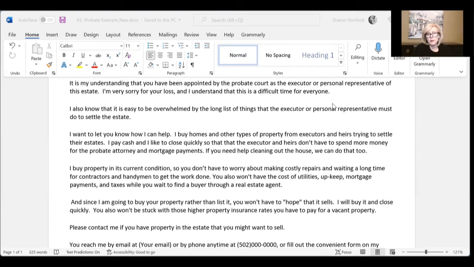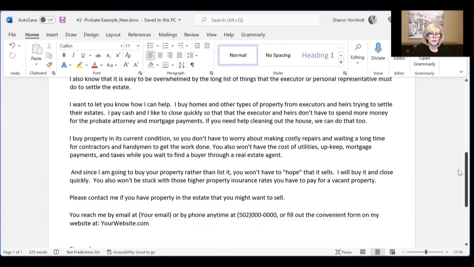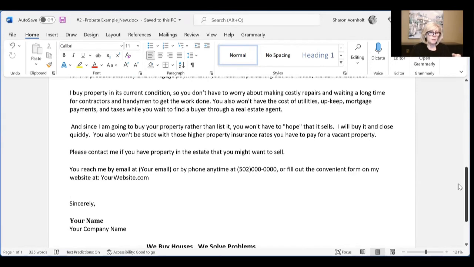"You also won't be stuck with a long drawn out process where you have higher utility costs and those sorts of things." So for the people that intend to list with a real estate agent, they're going to list with a real estate agent, and that's fine. But this is for the investor that wants to buy the house.